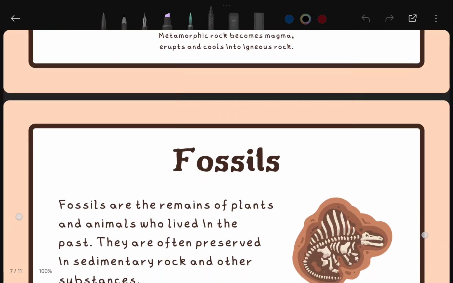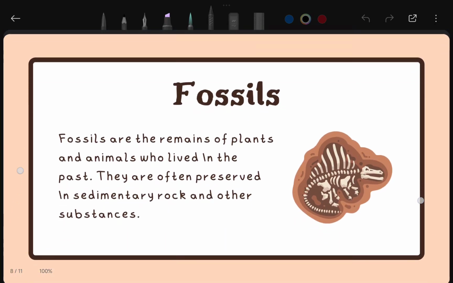Now the very interesting topic that we are going to discuss is fossils. I think you have heard about this topic. Fossils are the remains of plants and animals who lived in the past and somehow got buried, and they are often preserved in sedimentary rock. Fossils are connected to one rock system, the sedimentary rock system. Other substances are also present in the fossils, and you have to understand this.